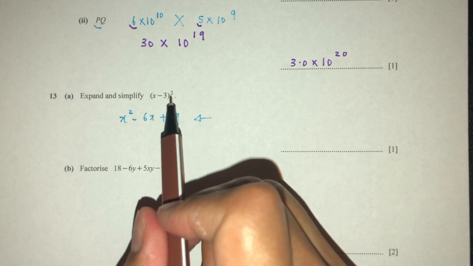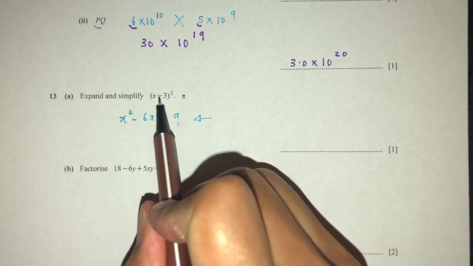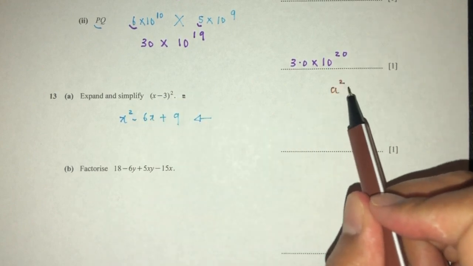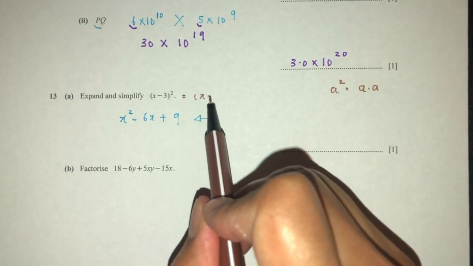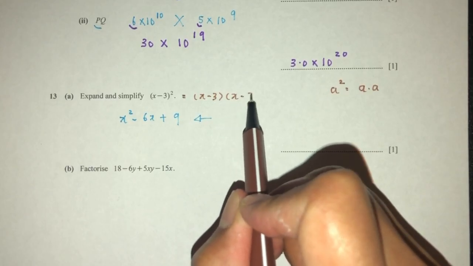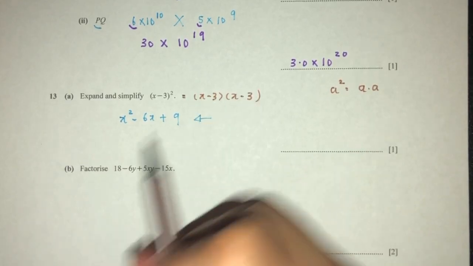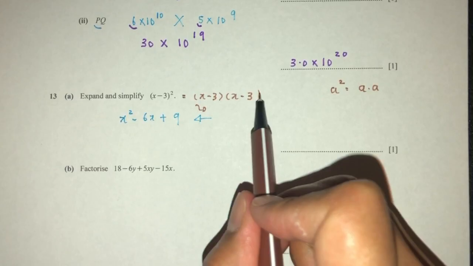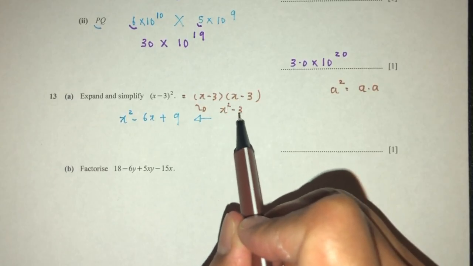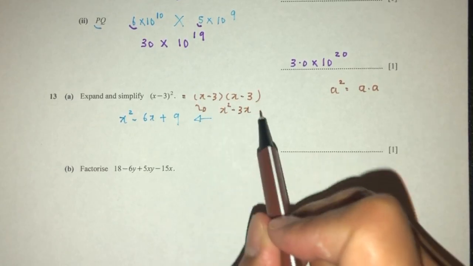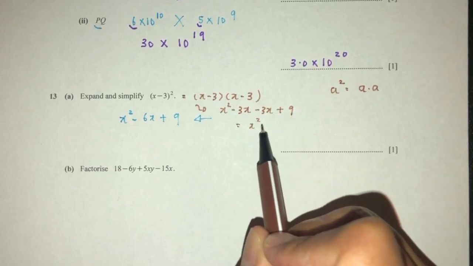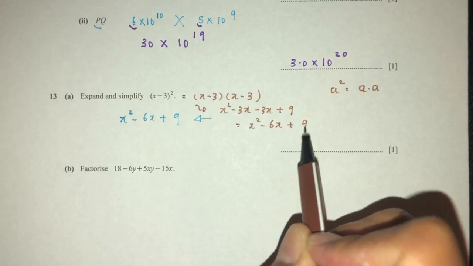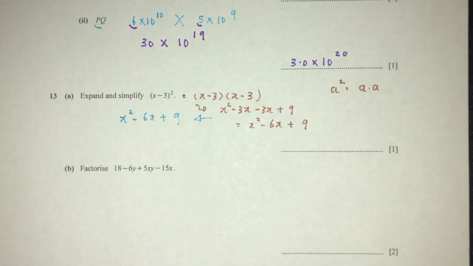Now again, if you guys don't know how to do this, pretty easy. This is also equal to, so when you write a square, what is a square? A square is a times a. So same thing here, it is x minus 3 times x minus 3. You can also expand in this way, so 1 by 1. X times this will become x squared minus 3x. Then minus 3 times this will become minus 3x plus 9. So you will have to become the same answer as well for part A. 2 ways of doing the same question.